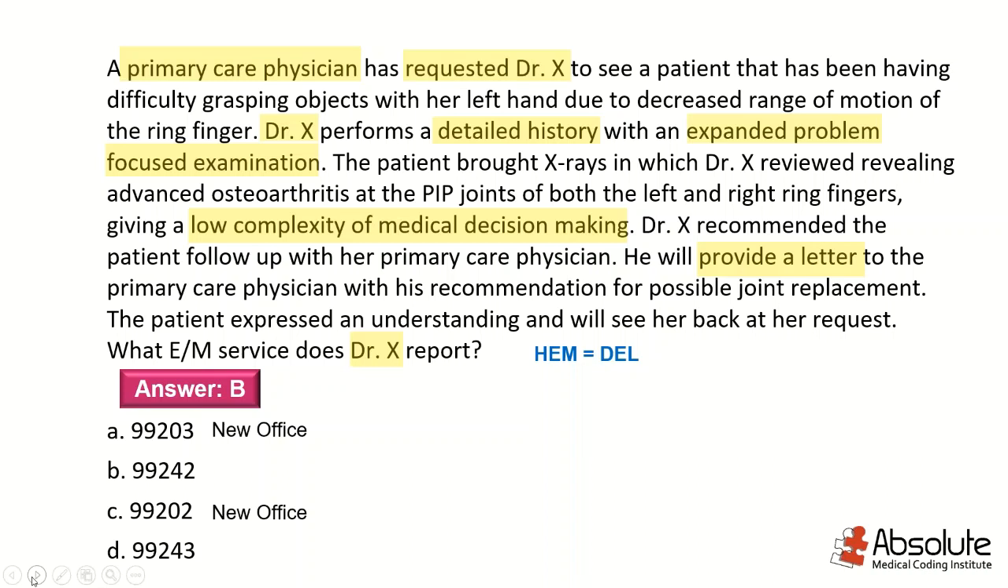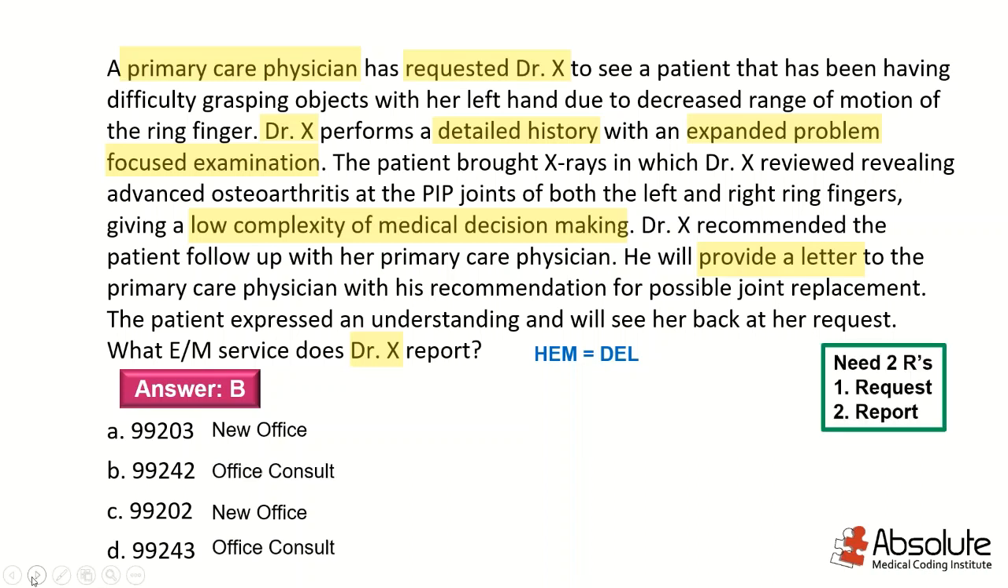All right, so I'm going to document here what we got going on. And again, as you guys are saying, we need 2 R's for those office consultations. And that was fulfilled here because we have a primary care physician that requests the Dr. X. So we have one physician requesting another physician to see this patient. Okay, do we have a report? Yes, we do, because it says he's going to provide a letter, okay, to the primary care physician with his recommendations. So that fulfills both of the R's there. So that means that we're going to be able to code this as an office consult. All right, so we'll get rid of those new office visit codes, focus on what we have left here.